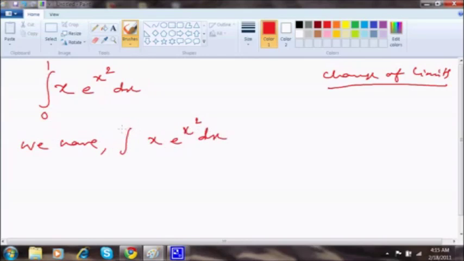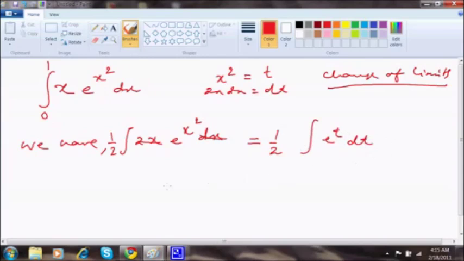I'll change the question like this: we have x e to the power x square dx. As discussed in the previous video, x square is taken as t, so 2x dx is dt. So this is 2, this is 1 by 2, so 2x dx is gone as dt. So this is e to the power t, and that is equal to 1 by 2 e to the power t dt, which is e to the power t plus c. That is 1 by 2 e to the power x square plus c, in place of t write x square. So this is the way we do it if there is no limit, or this is the way the normal indefinite integral is done.